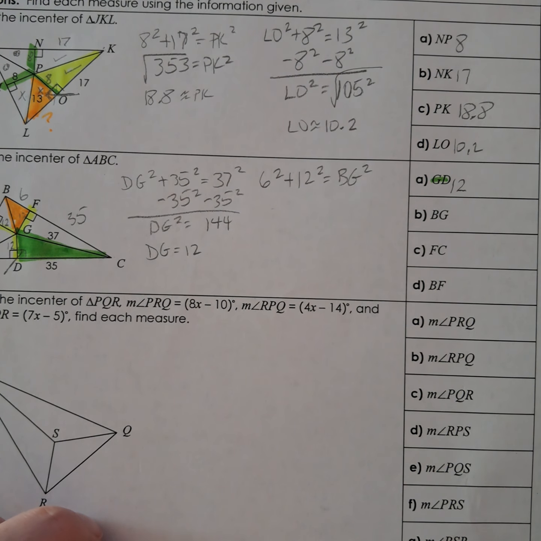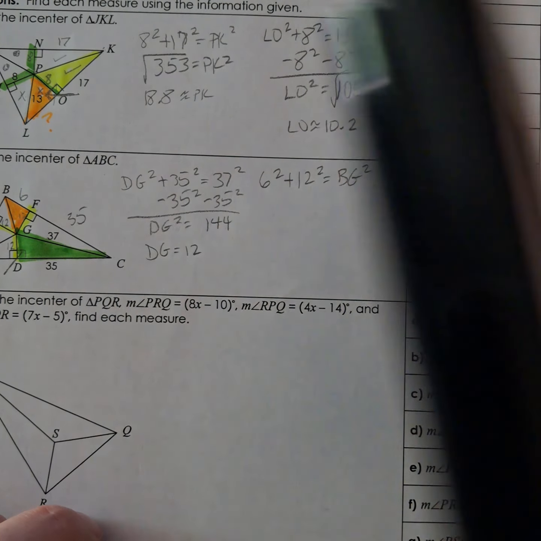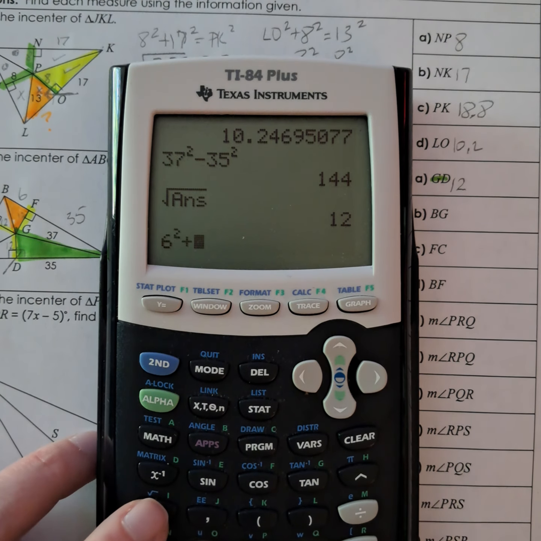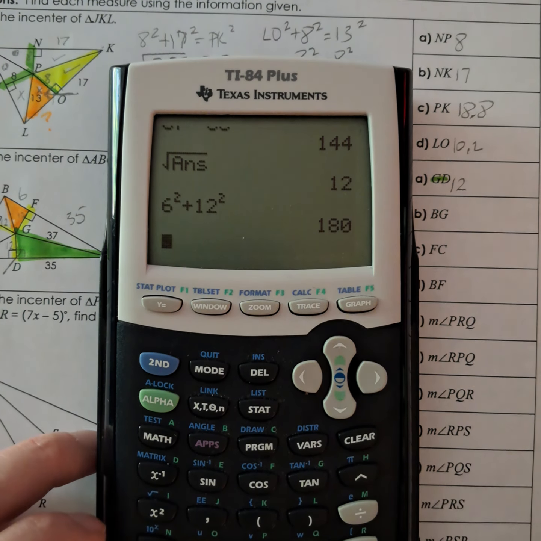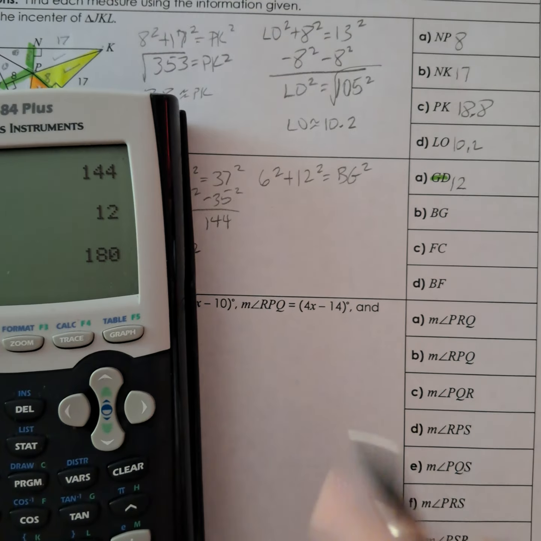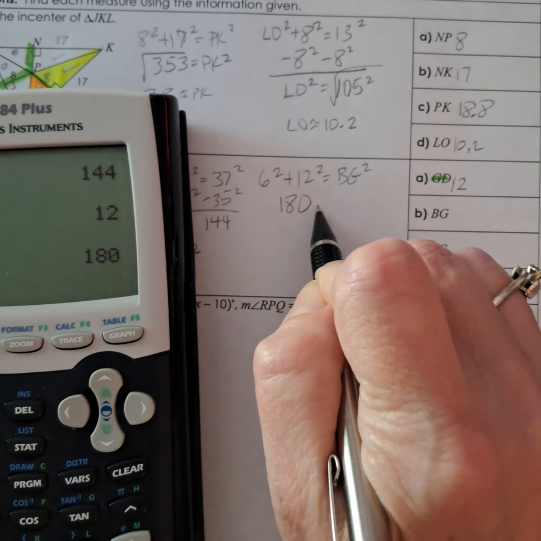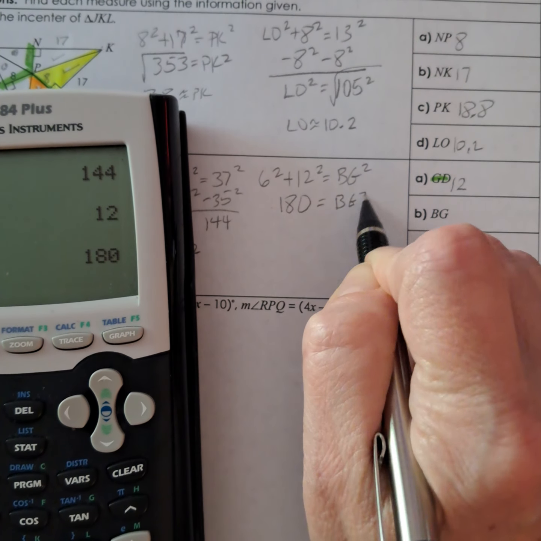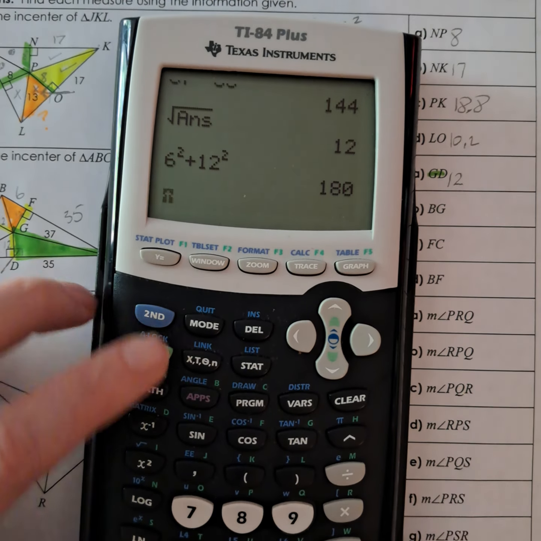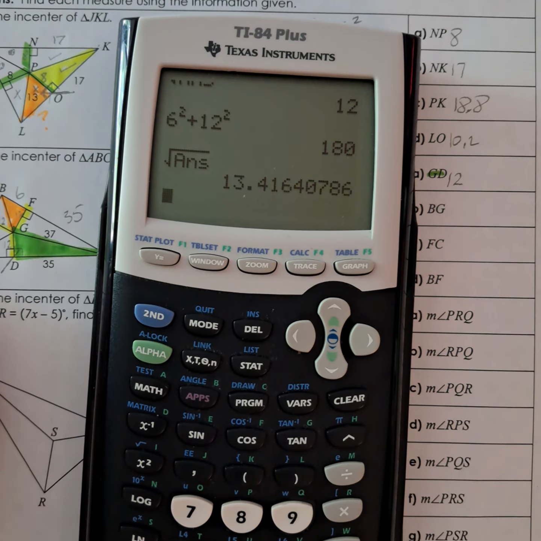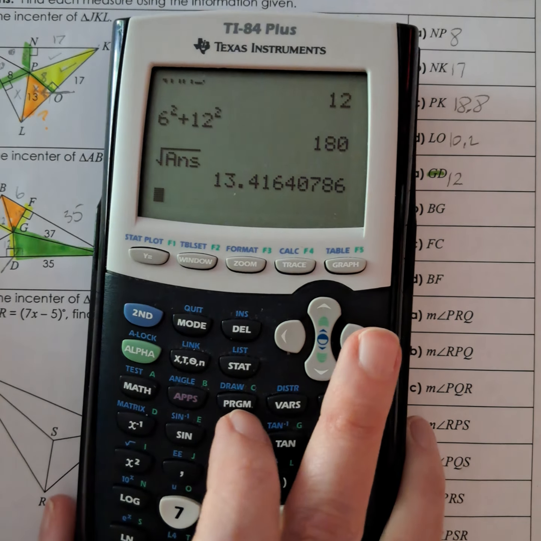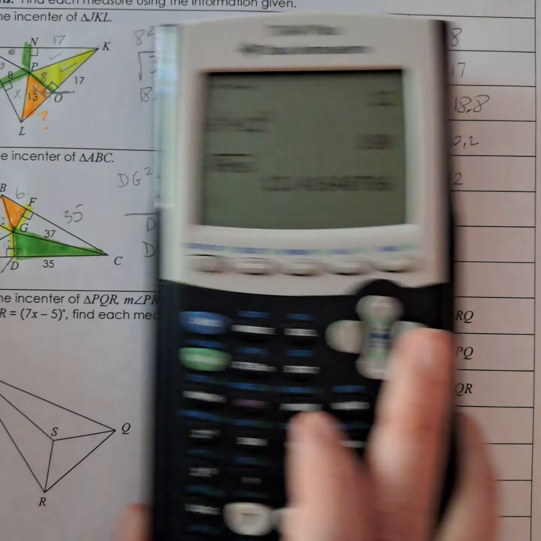I'm going to grab my calculator and do 36 plus 144. You should get that number already. Don't forget to square root, y'all. And that's going to be our answer. That should be what you get.